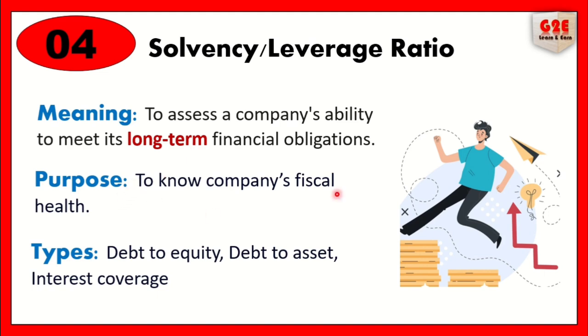That is the purpose of looking at solvency: to know the company's fiscal health, otherwise we can say financial stability. How financially stable the company is for that particular industry. That's the purpose for which we are calculating these solvency ratios. And if you're looking at what types are available, there are the debt equity ratio, debt to asset, and interest coverage. These three are the major or common types of solvency ratios. So that is what we are going to look at here.